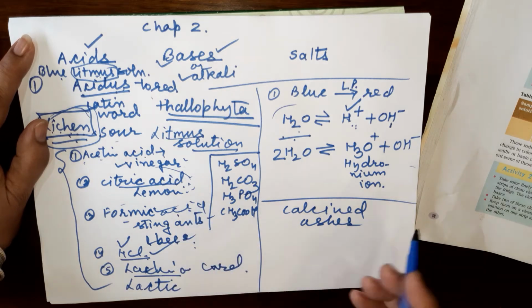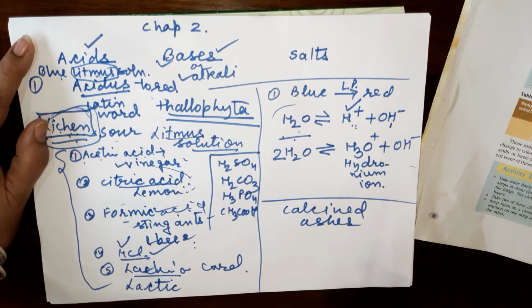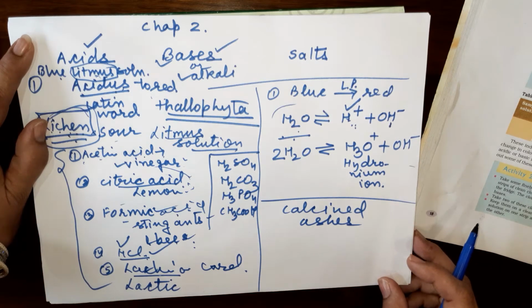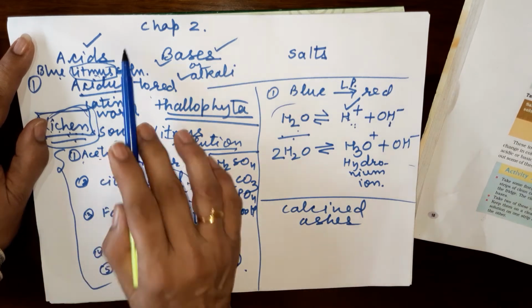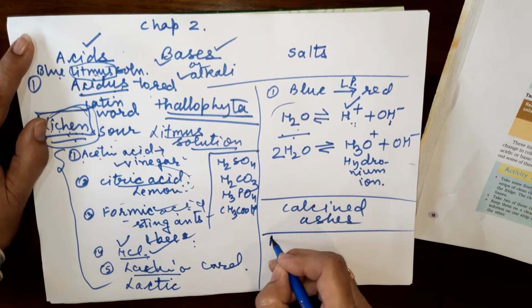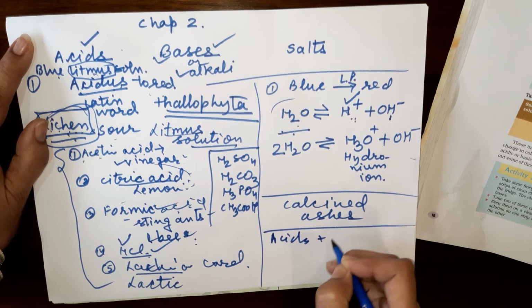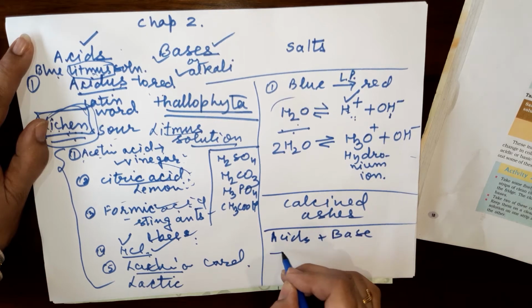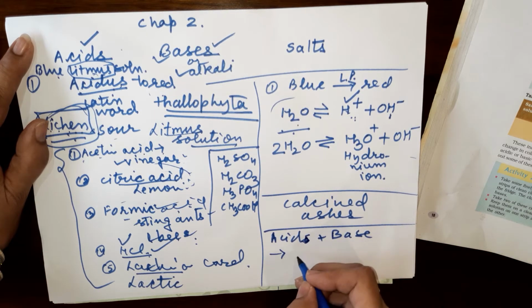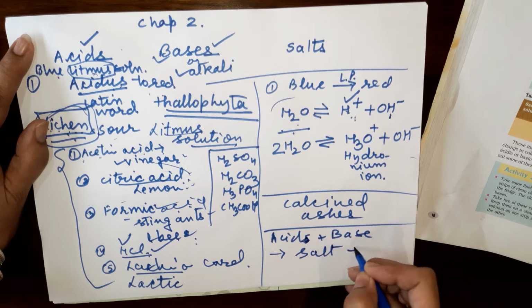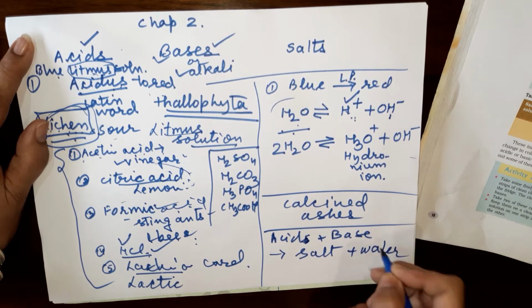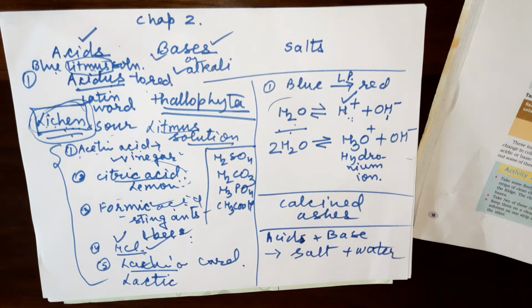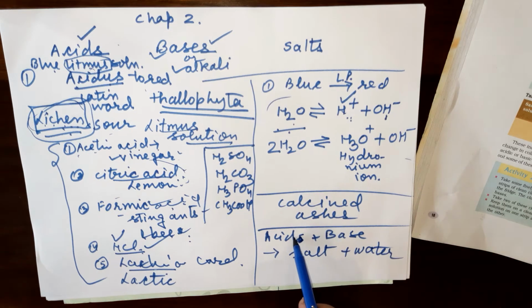When acids and bases both combine, then they form salt and water. I am writing here: acid plus base, both combine and they form the salt and water. This reaction is called neutralization reaction because acids and bases both are opposite in their properties. So they form salt and water.